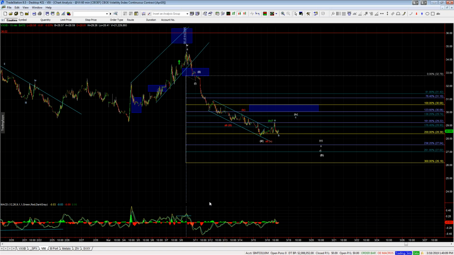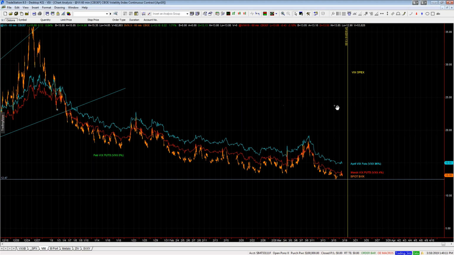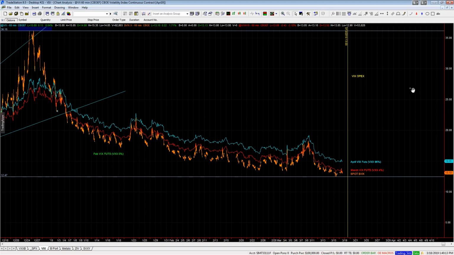All right, so let's take a look at the VIX futures. We're coming up on VIX OPEX, where our VIX futures roll tomorrow. They usually roll on Wednesday, but they're rolling on Tuesday this week because of a holiday. So VIX futures roll tomorrow.